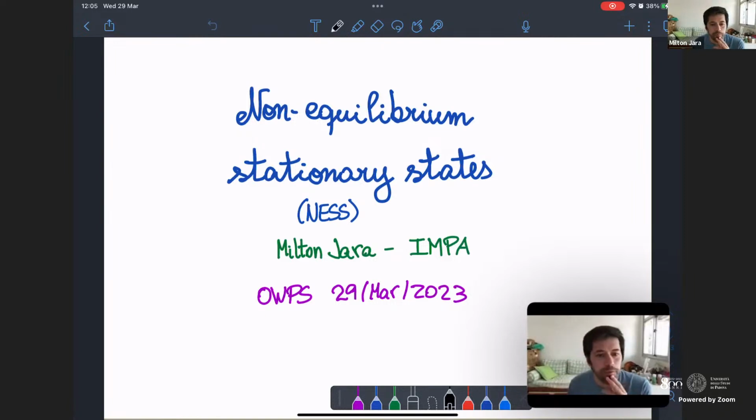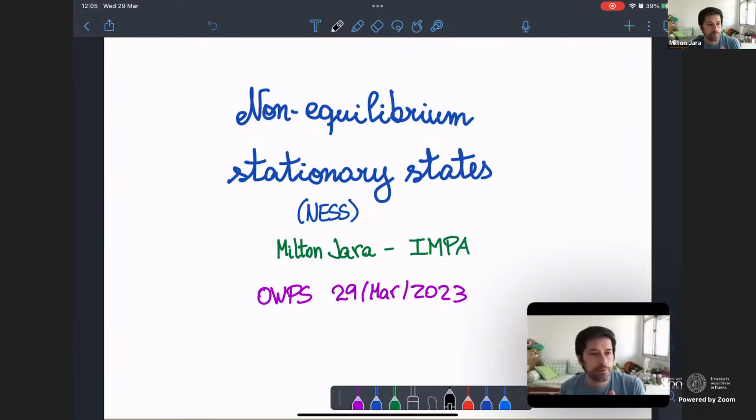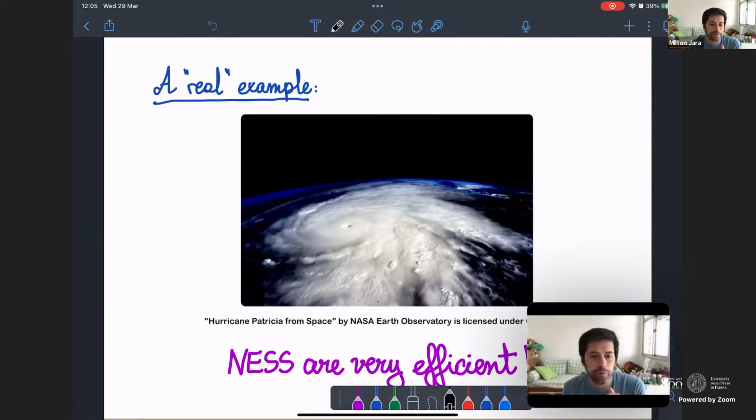So my talk is going to be sort of introductory, so it's not going to be very heavy on technicalities. What I want to do is explain at least what we understand as a non-equilibrium stationary state, why we think it is interesting to study these non-equilibrium stationary states, and what is our proposition, our framework to work on this problem. Okay, so we start with a little bit of real examples.